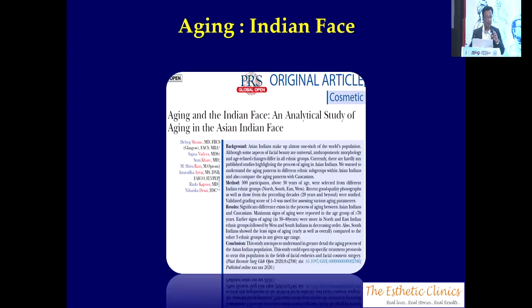Now, we wanted to see what aging on the Indian face looks like. And this was our study which was published in 2020. This was also rated by the Plastic and Reconstructive Surgery Journal, which is the flagship journal of the American Society of Plastic Surgeons, as the best paper from South Asia that particular year, 2020 and 2021.